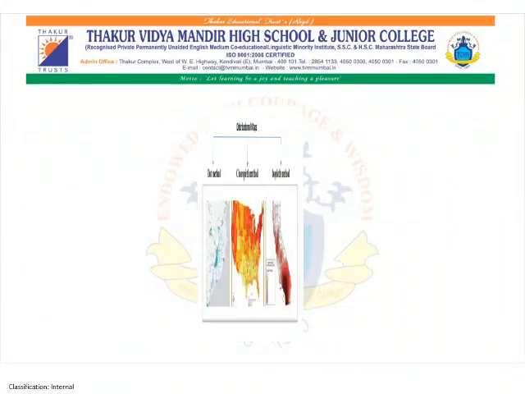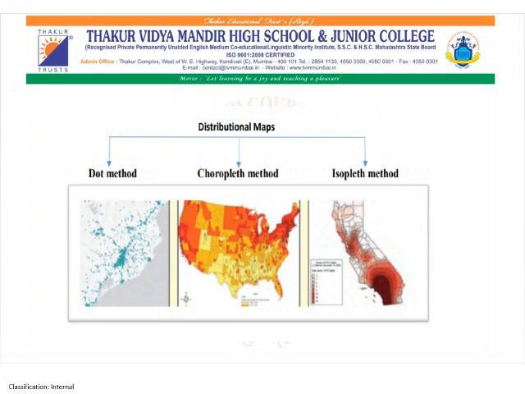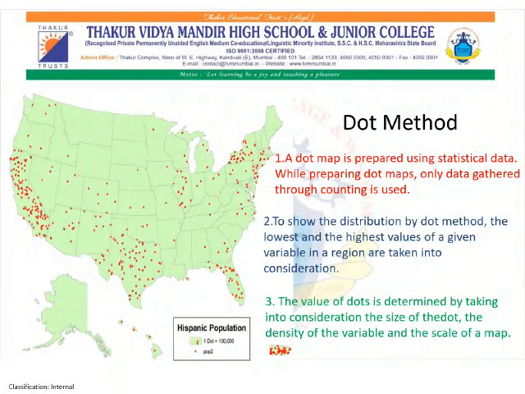Distribution can be shown in the following three ways on a map. First, the dot method. Second, the choropleth method. Third, the isopleth method. We will study the dot method. In the given figure, we can see the map where dots are placed. A dot map is prepared using statistical data. While preparing dot maps, only data gathered through counting is used. The way a variable is distributed throughout the region, the dots are used to show its distribution on the map.